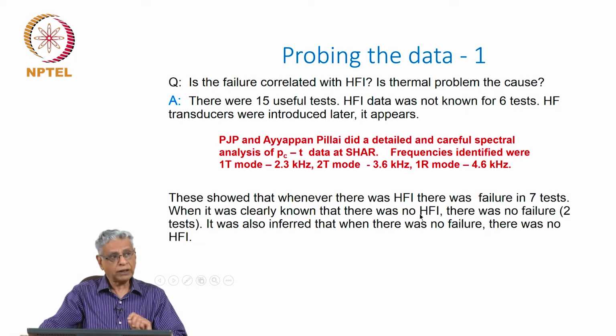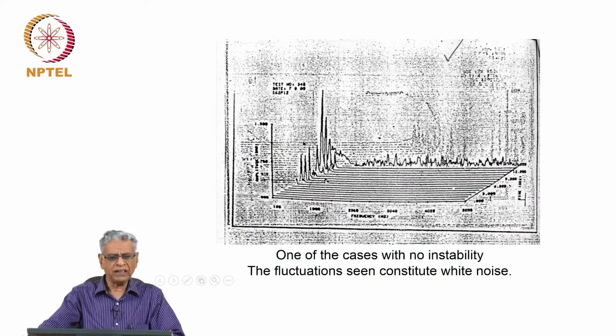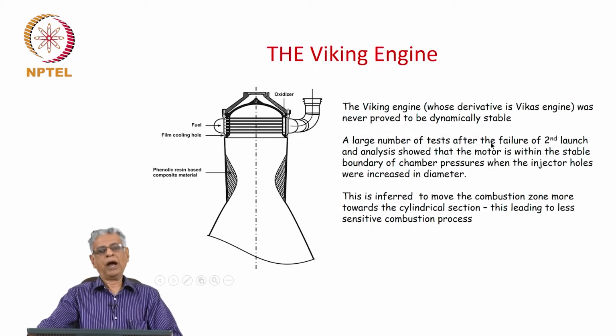They also showed that whenever there was a high frequency instability, there was failure in the 7 tests. When it was clearly known that there was no high frequency instability, there was no failure. One quick check they told us about was that whenever there was a screeching sound which they could hear outside the test bay area, they knew that they had a problem, and invariably it would lead to high frequency instability. If there was no instability, the spectral analysis showed content near DC, and the rest of it was white noise. There was not much happening during the burn time. However, when there was instability, you could find amplitudes at the specific frequencies I mentioned earlier: 2.3, 3.6 and 4.6 kilohertz.